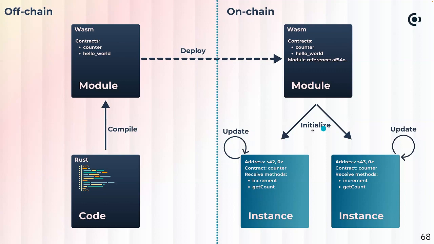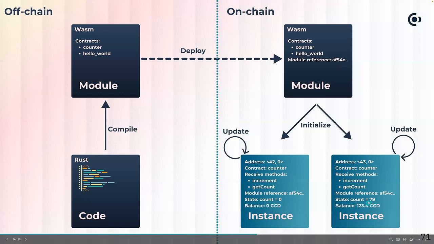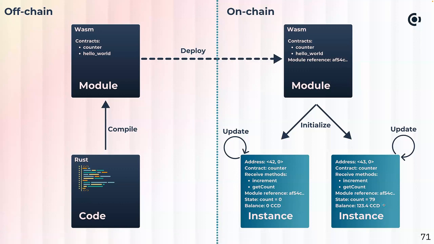So you can see that you initialize it with the init method. That's like the constructor in object-oriented programming. And then once you've initialized an instance, you can update it with the receive methods. The instances also store a reference to the module, which is where the code lives. And then they have a persistent state, so between calls, they can use the state and save things. And then they have a balance of CCD, which is the native currency on Concordium.